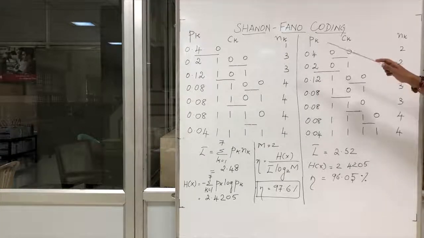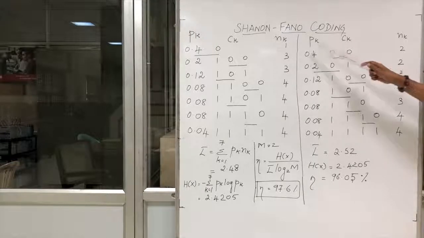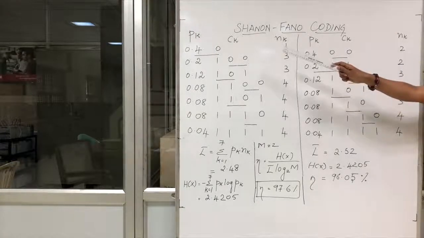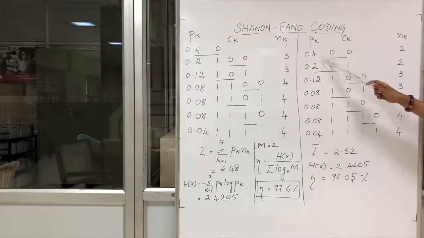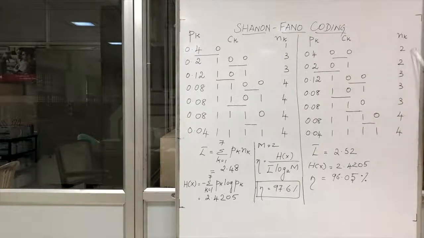The highest probability message should be assigned the shortest code word. Here for the 0.4, the code present is only 1 bit, whereas for this 0.4 the code obtained is 2. So when this is the situation, there will be a difference in the L-bar value, which is the average length. There the L-bar value is 2.48, and here the L-bar value is 2.52. Since the L-bar value is higher, obviously the efficiency becomes lower.